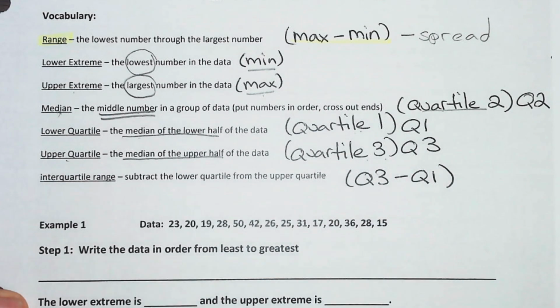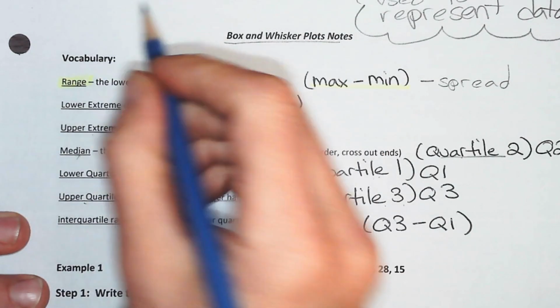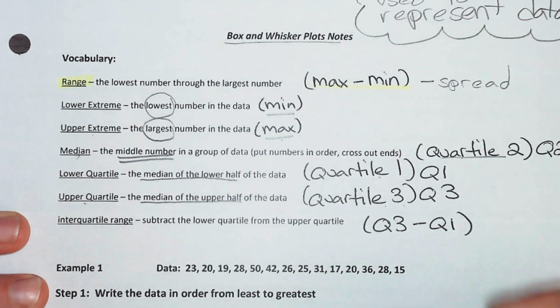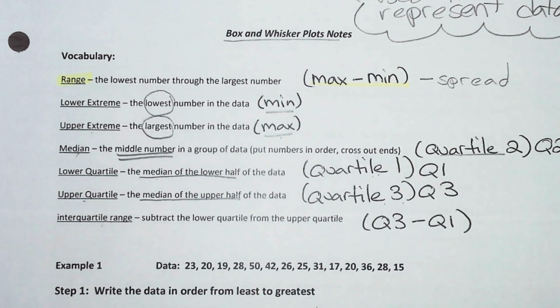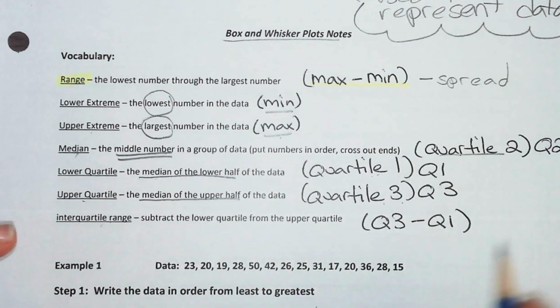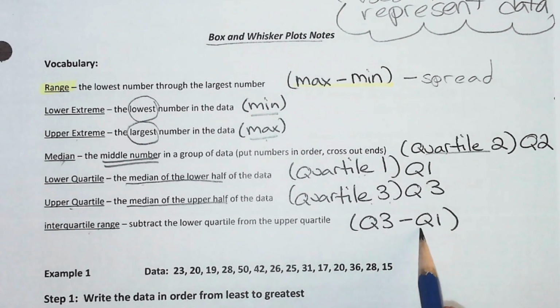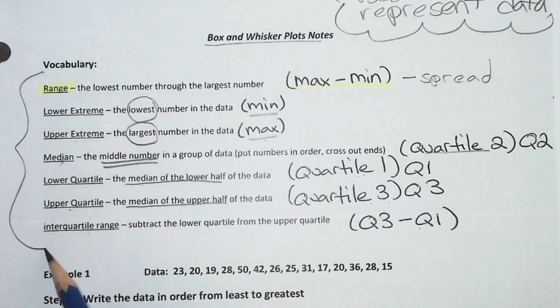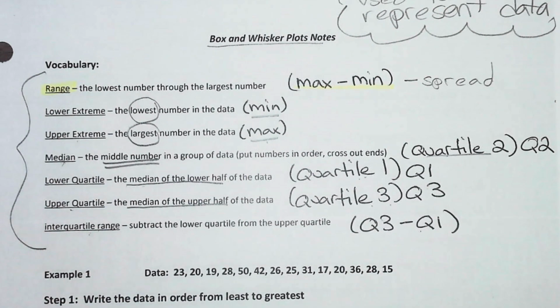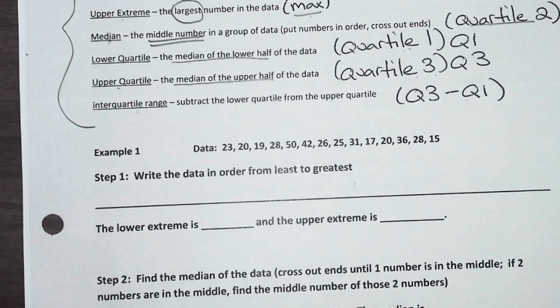And if you picture, well, we'll see it better when we get to an example. The interquartile range is the spread of the middle set of data. So we get that by doing quartile 3 minus quartile 1. This is a lot of vocabulary, but it makes more sense when we go through an example. So let's do it.